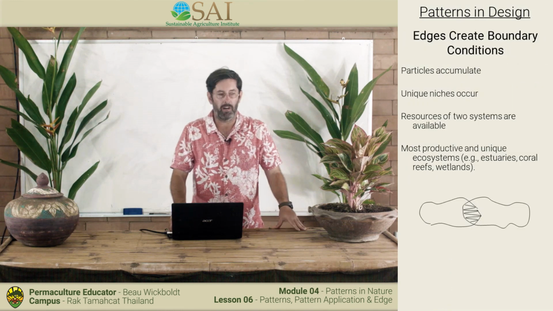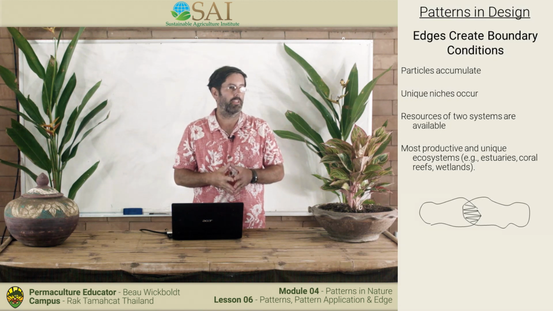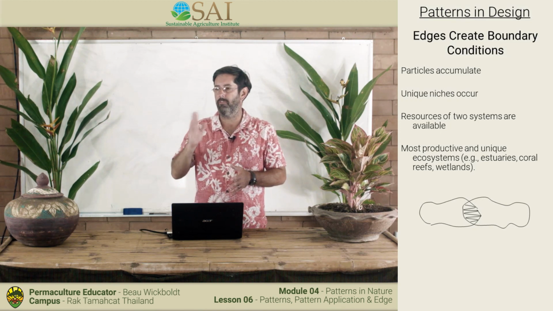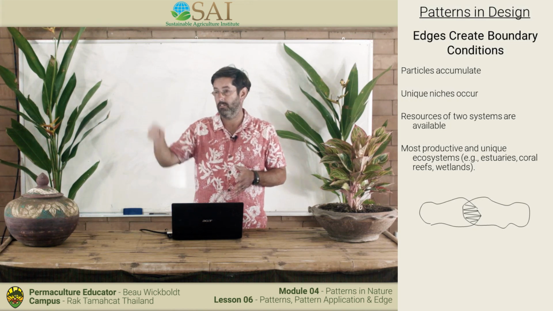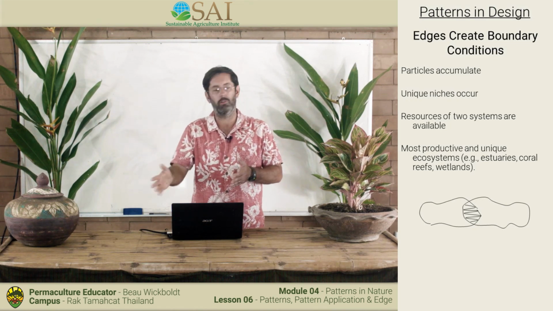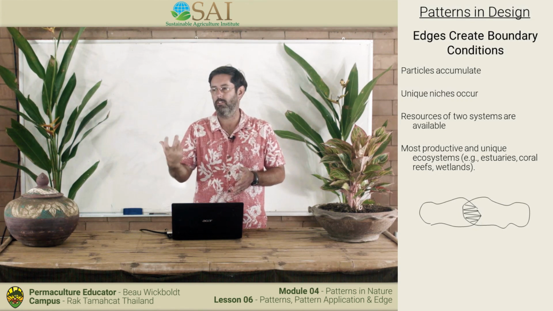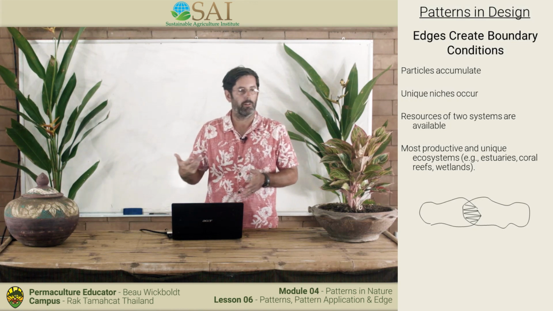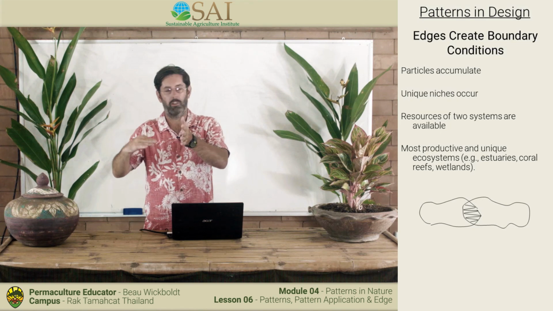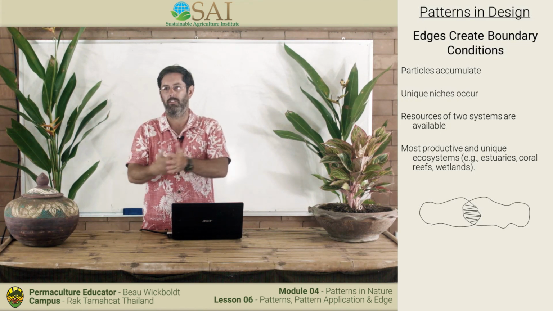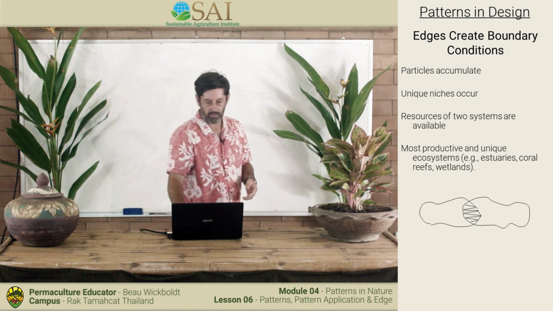So edges create boundary conditions. When we create edges, particles can accumulate. For instance, a fence. If I put up a fence line, birds will come to sit on the fence. They will defecate. Seeds and nutrients will accumulate at the fence line, which will increase the grass growth. We'll get larger tufts of grass. When the rainfall comes, the rain will hit that and slow down. The silts will accumulate at the edge, further increasing the water and nutrients at that edge. So, particle accumulation along edges.